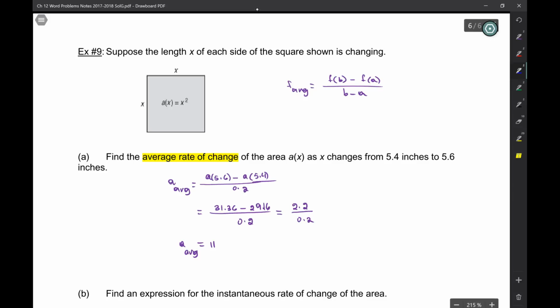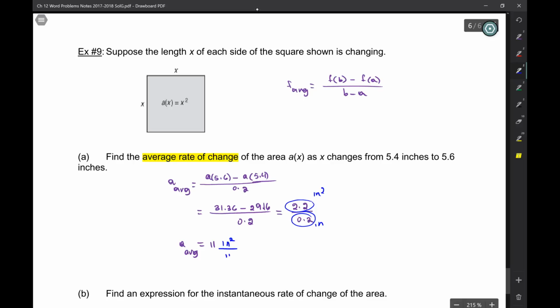Okay, so I've heard the right answer. What are the units here? This is the area minus area, so it's what? Inches squared over inch. The area here was inches squared, and this was just inches minus inches, so inches. So it's inches squared per inch, right?